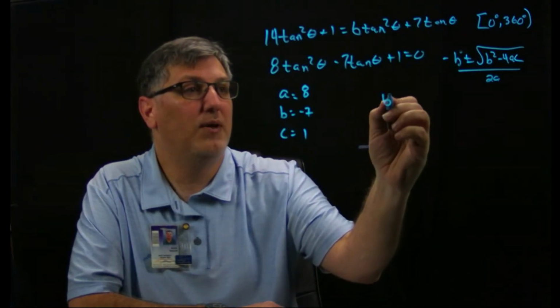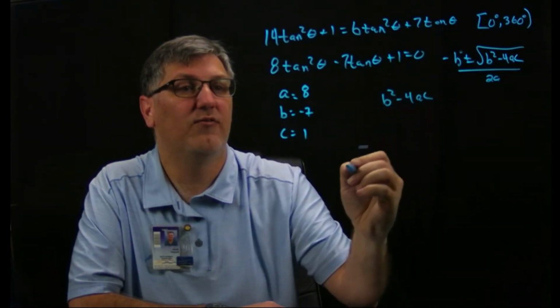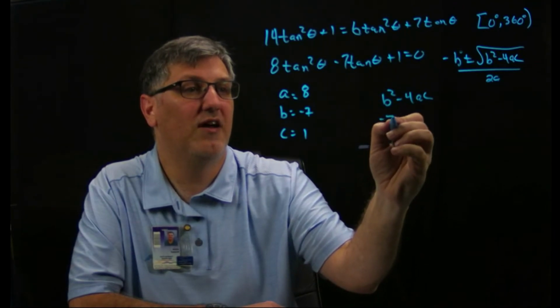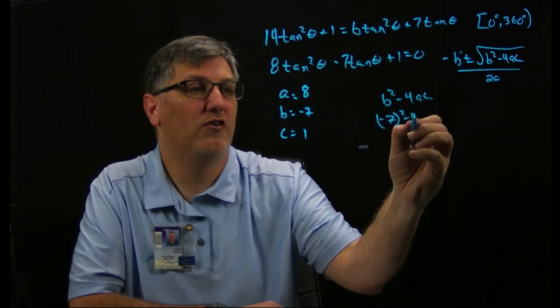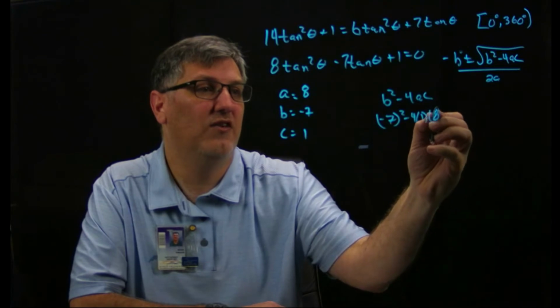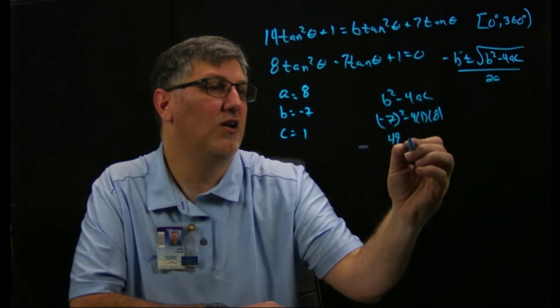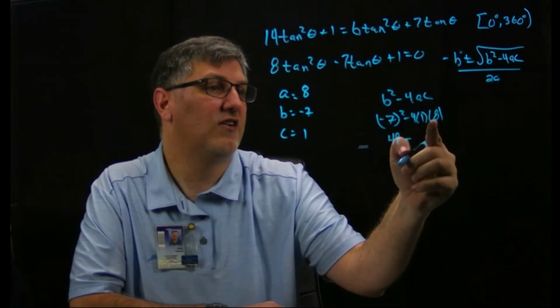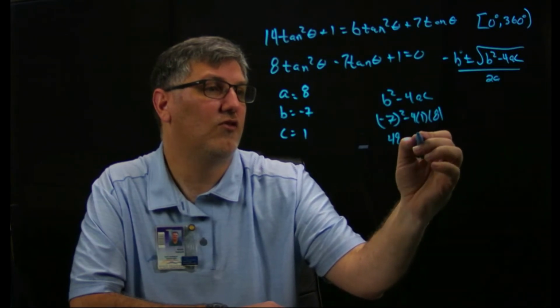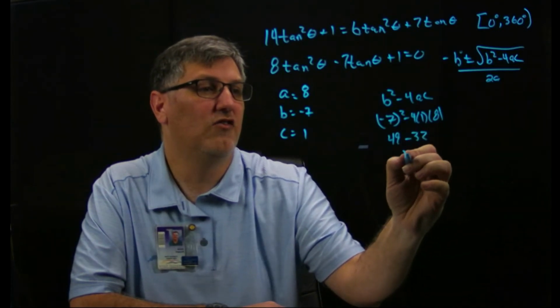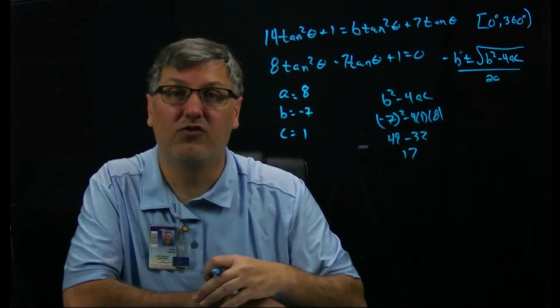So I'm going to do my B squared minus 4AC first. So my B squared is going to be negative 7 squared minus 4 times 1 times 8. This gives me 49 minus, 8 and 8, 16. 16 times 2 is 32. And this gives me 17. That means I'm going to get 2 real solutions.